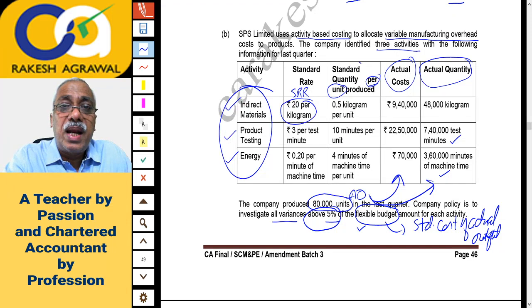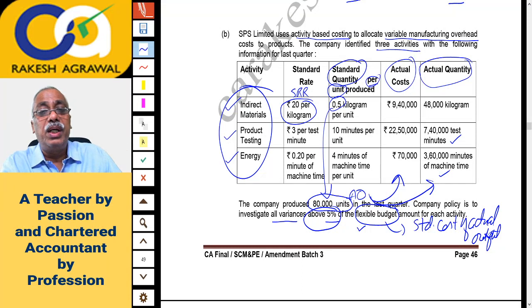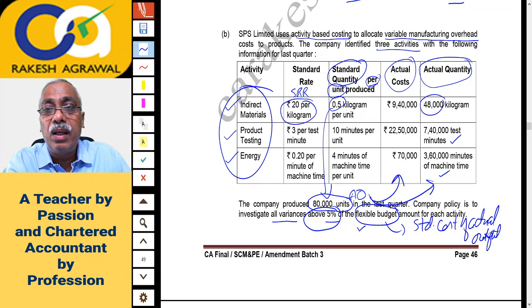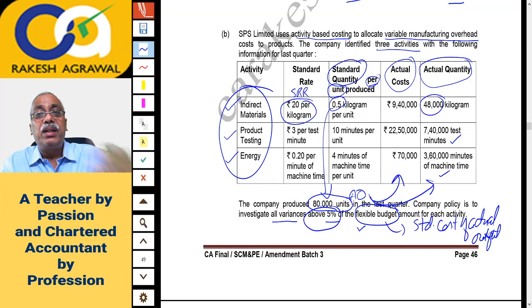Now see, the standard quantity for 1 unit is 0.5 kg. And your actual output is 80,000. So for 80,000 units, the quantity consumed should be 80,000 into 0.5, that is 40,000 kg should be consumed. But actually you have consumed 48,000 kg. So you have consumed 8,000 kg more. That 8,000 kg into 20 rupees per kg. This will be efficiency variance.